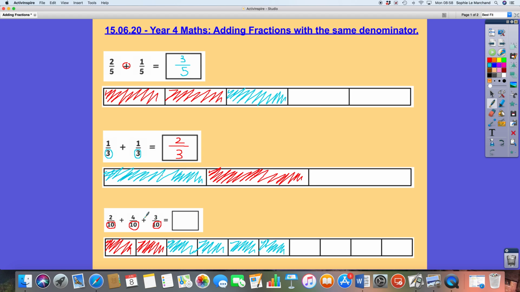And finally, it's asking me to add an additional 3/10. So I'm going to change colour again and add those 3/10. 1, 2, 3. Now in total in my bar, I can see that 9/10 have been shaded. So 2/10 plus 4/10 plus 3/10 gives me 9/10. Excellent.